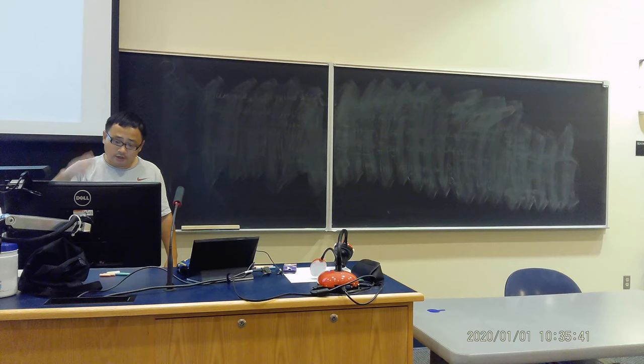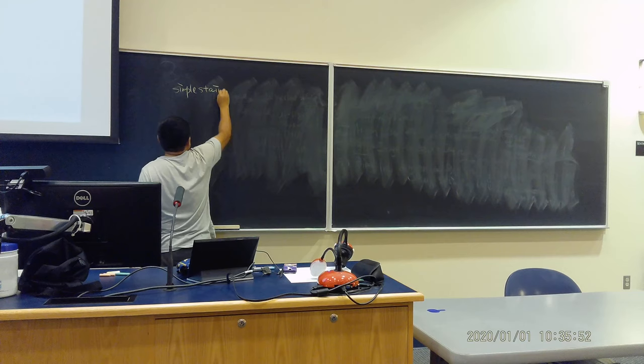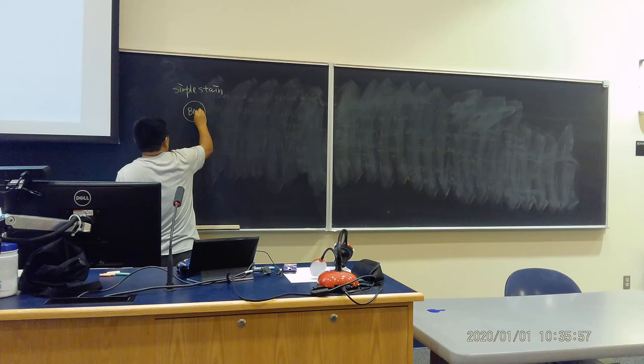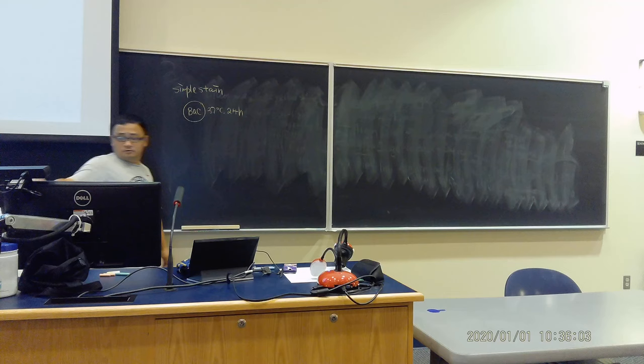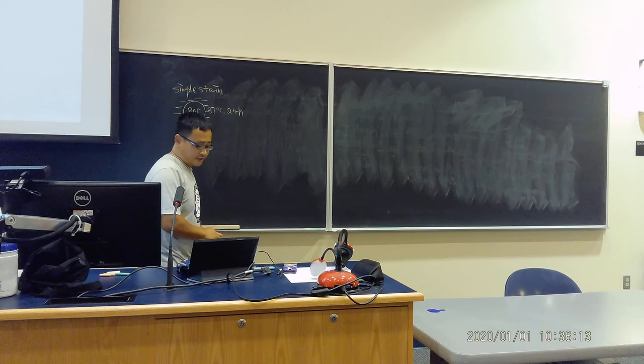So here we want to talk a little bit about the principles behind the simple stain. When we do the simple stain, we already talked about that bacteria normally grown at 37 degrees Celsius for 24 hours are negatively charged. Then you have two different types of dye. Some of the dye, we call basic dye.